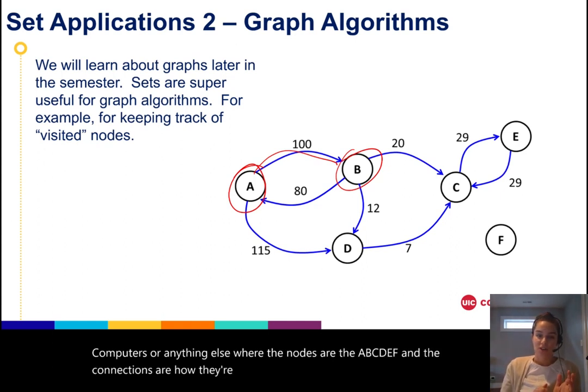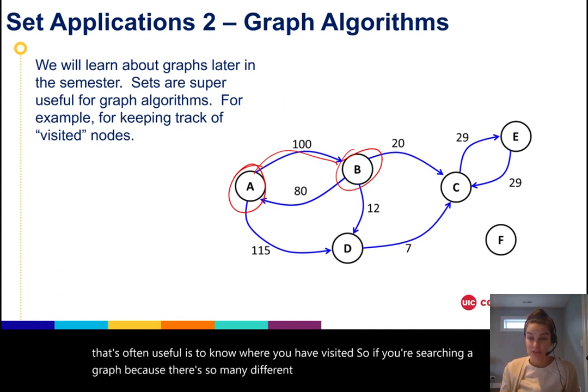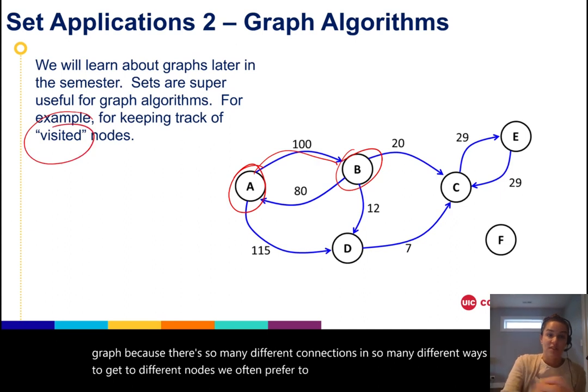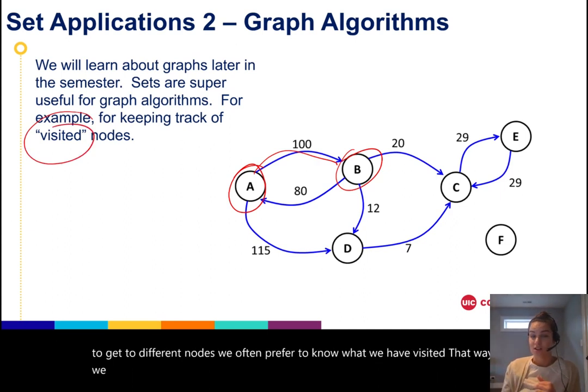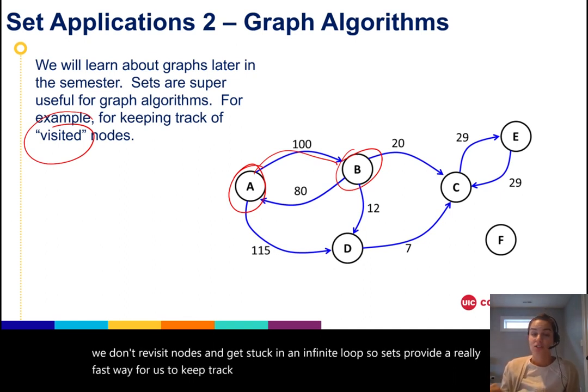So in graph algorithms, one of the things that's often useful is to know where you have visited. So if you're searching a graph, because there's so many different connections and so many different ways to get to different nodes, we often prefer to know what we have visited. That way we don't revisit nodes and get stuck in an infinite loop. So sets provide a really fast way for us to keep track of where we have gone so that we don't revisit.